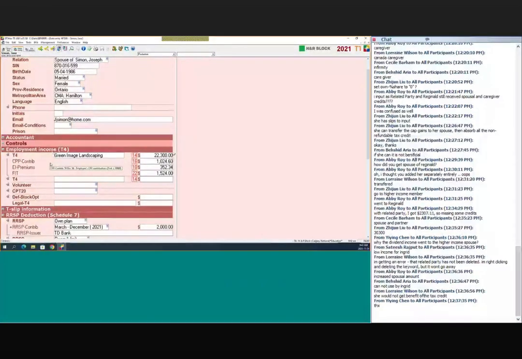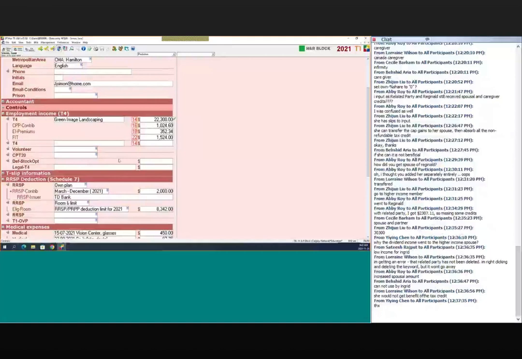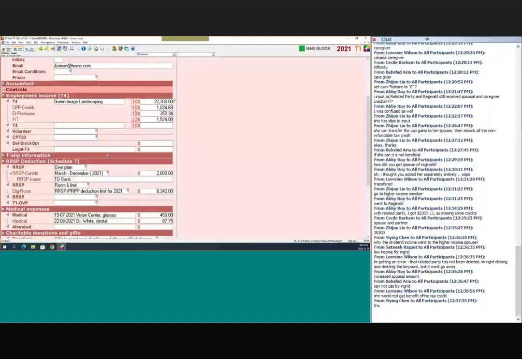So let's put her T4 in. She works for Green Image Landscaping, and she has no deductions on here. So that's the T4. We're also going to add the RSP deduction for her. So we have her own plan. She put in the first 10 months of the year. In October, she put 2,000 in, and we're going to put in her deduction limit of 8,342.